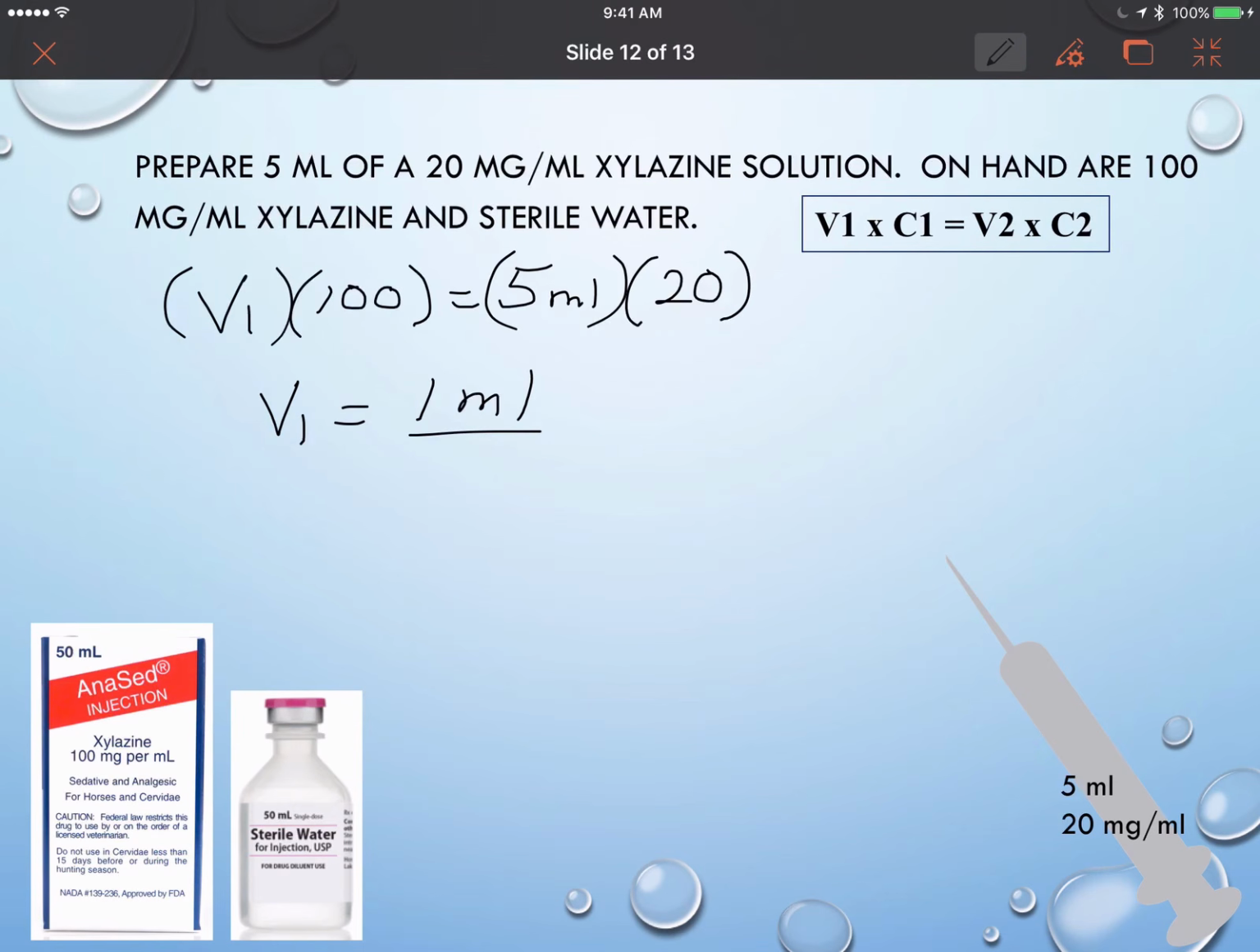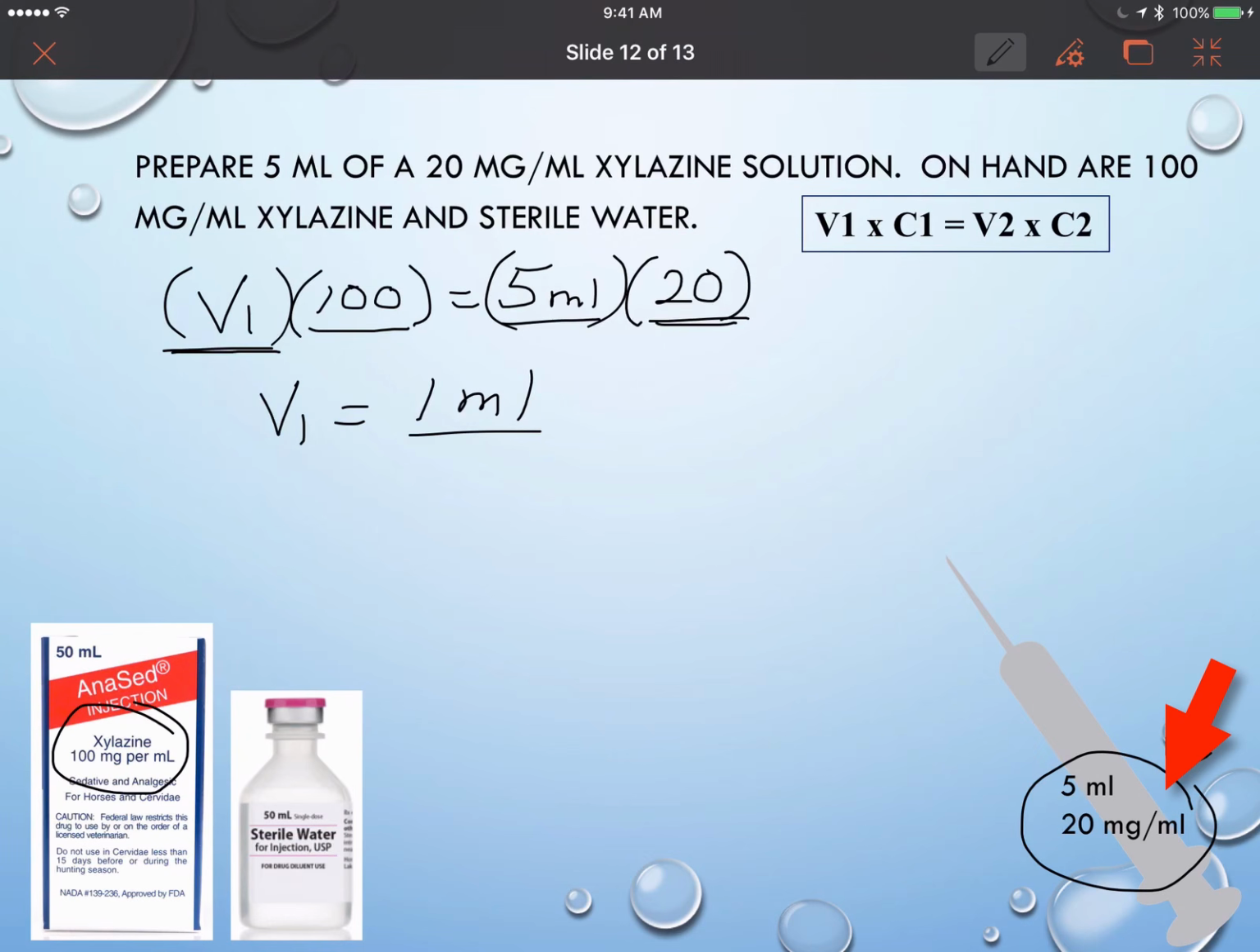Okay, I've written out the formula. V1 is your unknown. This is how much of the 100 mg per mil solution you are going to take out of that bottle in order to make your 5 mils of 20 mg per mil solution. The concentration of your stock solution is 100 mg per mil. V2 over here, this is what you want to make. Your volume is 5 mils and the concentration is 20 mg per mil.